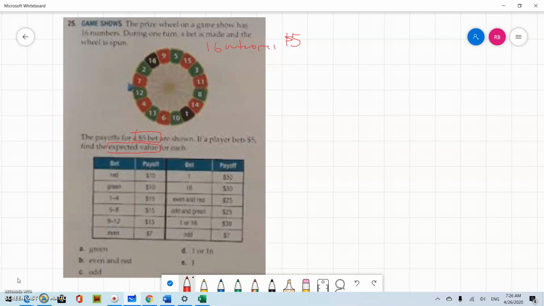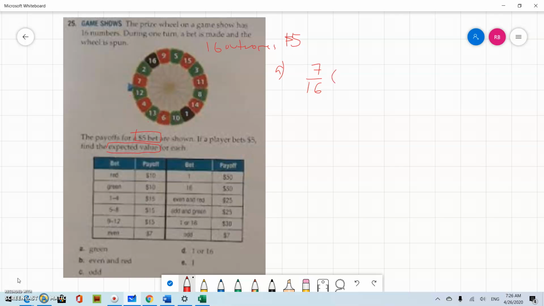So what is the long run payoff when you have to bet $5 and then your payoff is in the table, right? So let's look at A, which is the green. First of all, I need to find out how many green spaces there are. So 1, 2, 3, 4, 5, 6, 7. So there are 7 spaces out of 16. So that is my probability of winning, right?